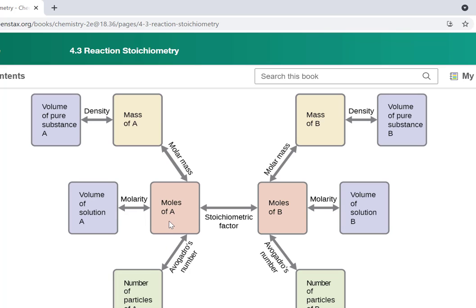Outside of that middle step, you have all of these other ways in which the mole concept can be related to things. If you know how many particles you have, you would use Avogadro's number. If you know the mass of a pure substance, you would use the molar mass. If it's not a pure substance, say an aqueous solution, you would use the molarity as that conversion factor to get from the volume of solution to the moles. And then likewise for whatever you're looking for, you would have these additional conversions.